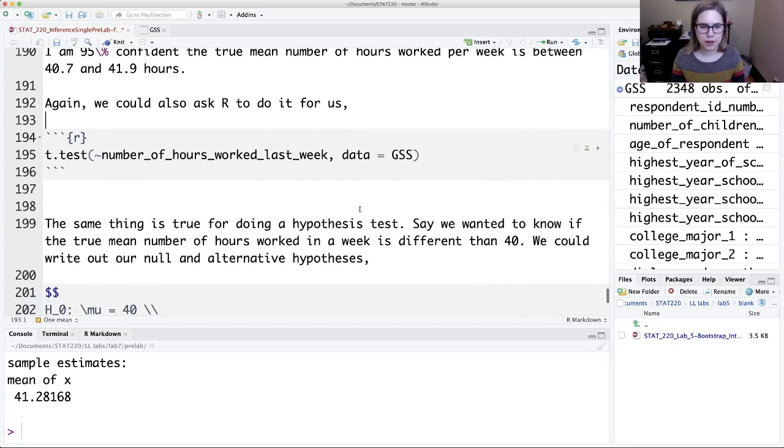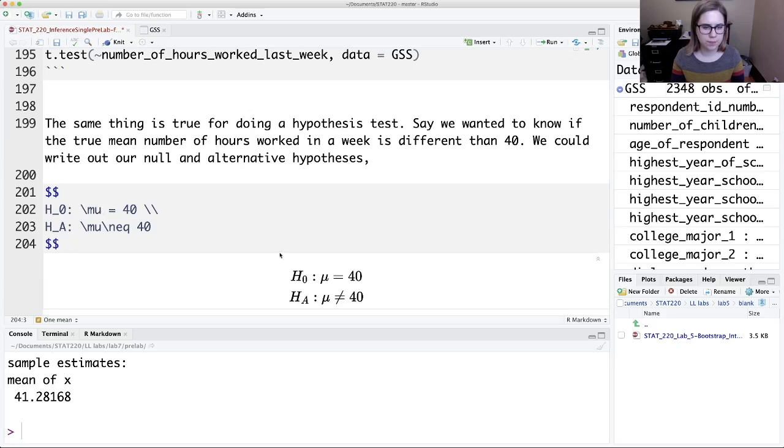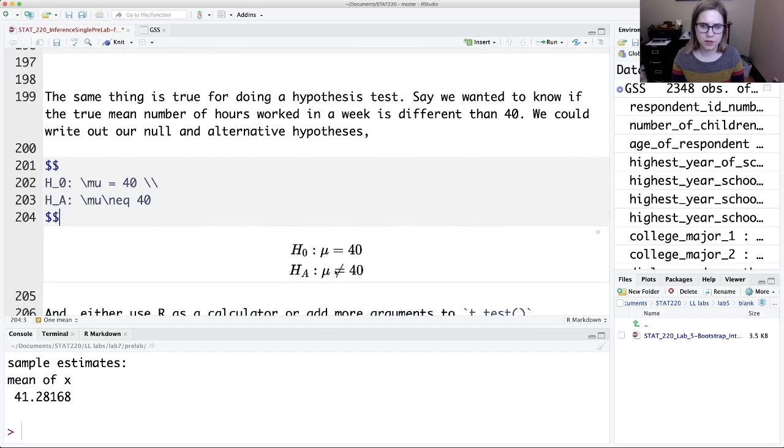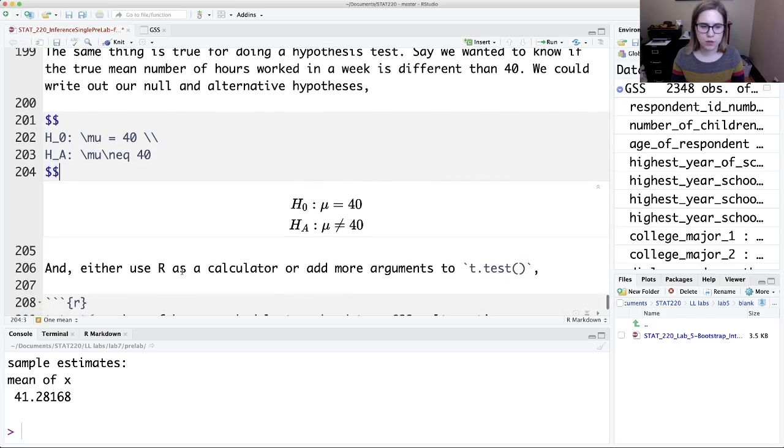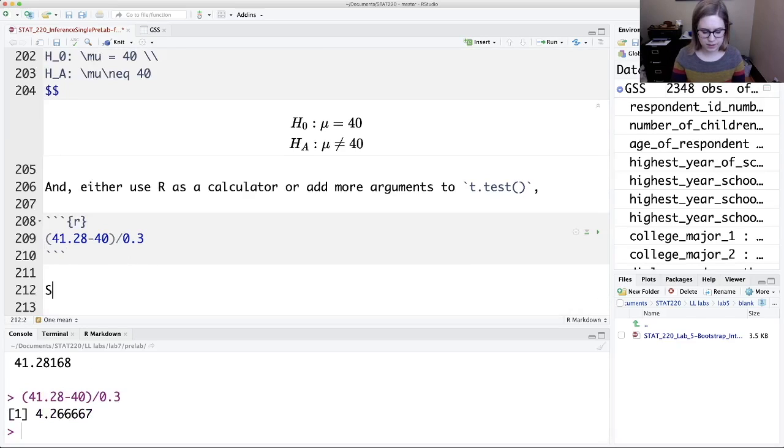And we could do the same thing for the hypothesis test. So if our null hypothesis was that the mean was equal to 40, and our alternative is that it's not equal to 40, then we could use R as a calculator, or we could add some more arguments to our t.test function. So if I was going to use R as a calculator, I'm going to do my observed mean, 41.28, minus my null value, which is 40, put parentheses around all that, and divide by the standard error, 0.3.